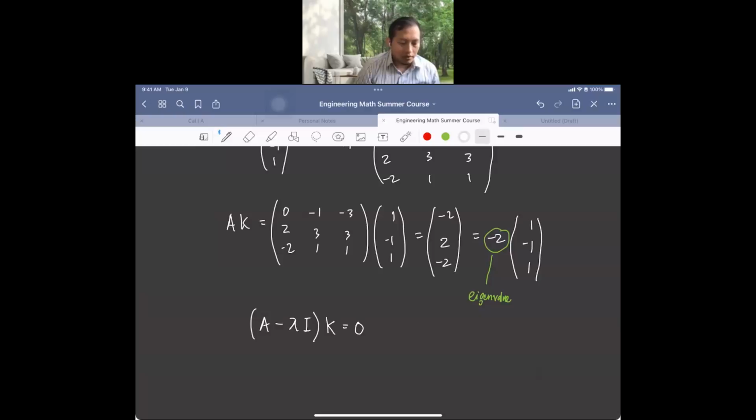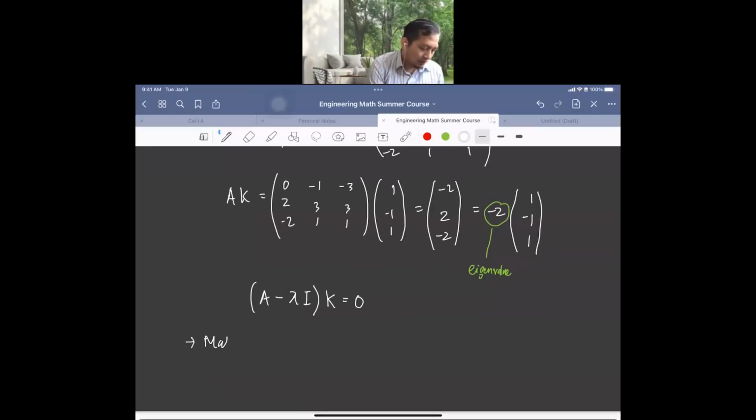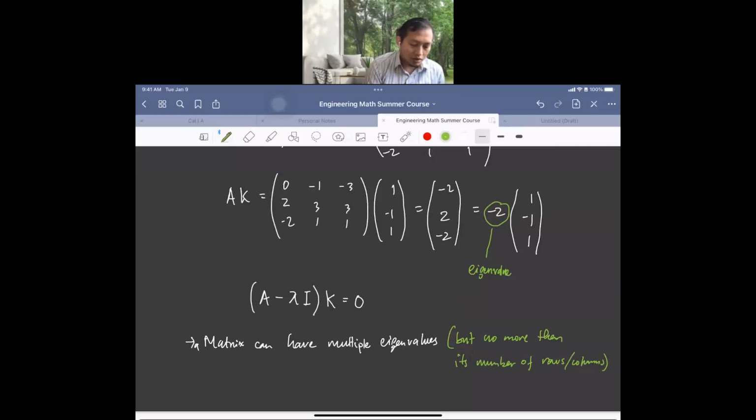And then eigenvalue is sometimes not only one value. Okay, so let me write here. A matrix can have multiple eigenvalues, but no more than its number of rows or columns. So it does not exceed the number of rows or columns.